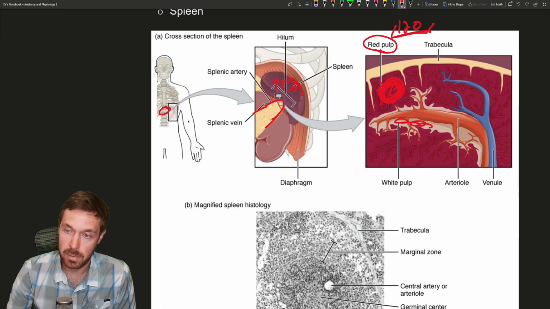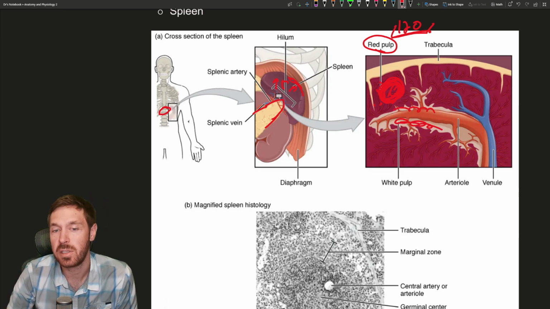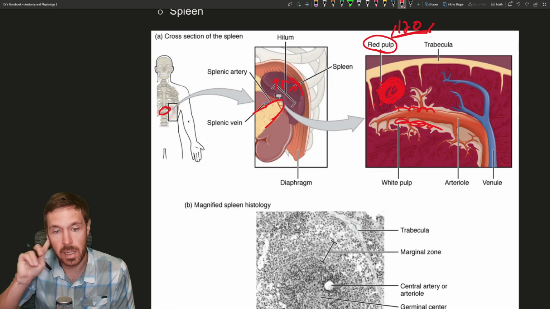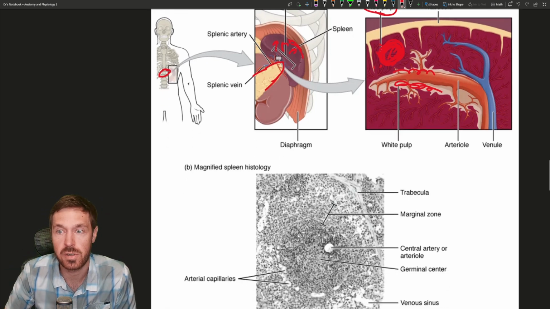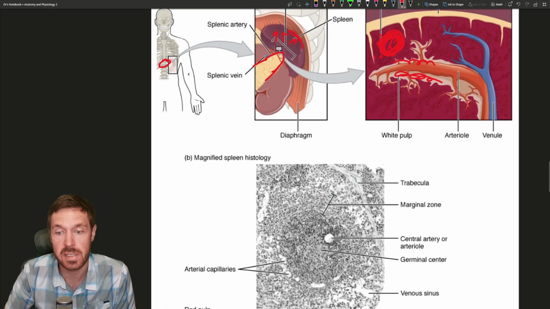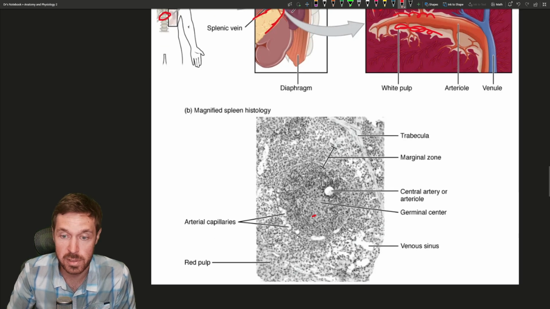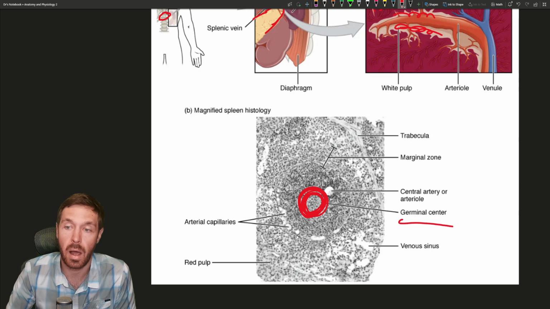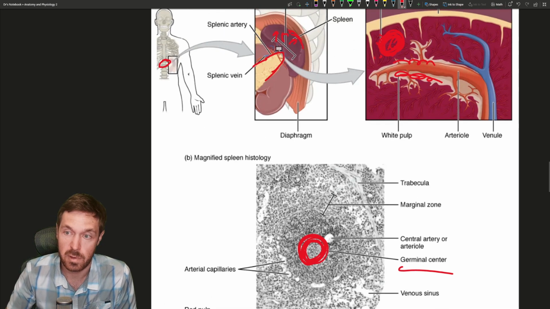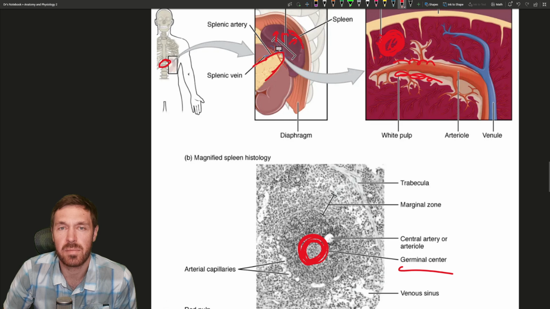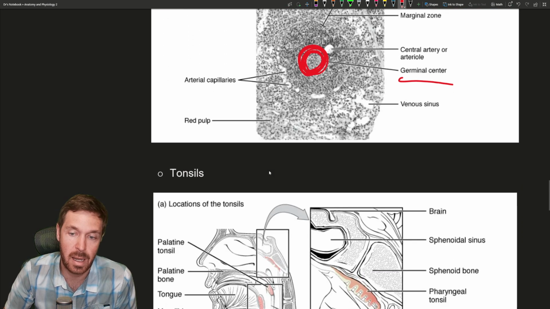Then the white pulp. The white pulp, you can think of it as pretty much like lymph nodes. They have similar structures to the lymph node, where you have B cells, and here's another germinal center. Germinal centers are where you have seeded B cells and actively proliferating B cells if they are activated. So that would be in the white pulp of the spleen. So it's almost like a misplaced lymph node. It's just monitoring what's going through your blood at that time.